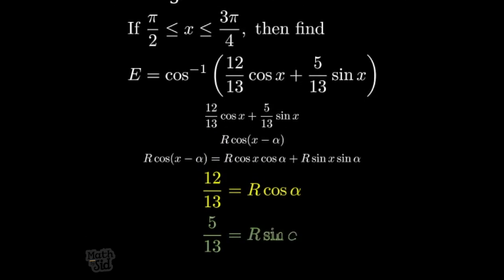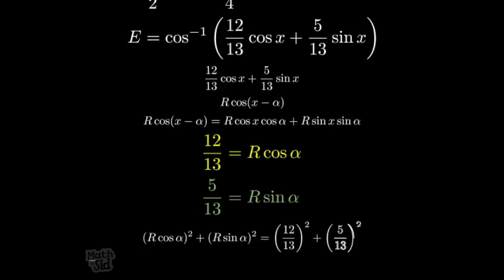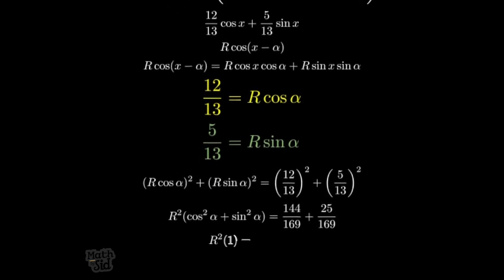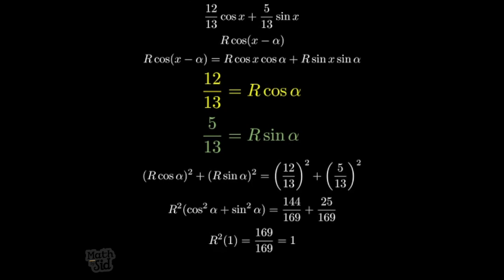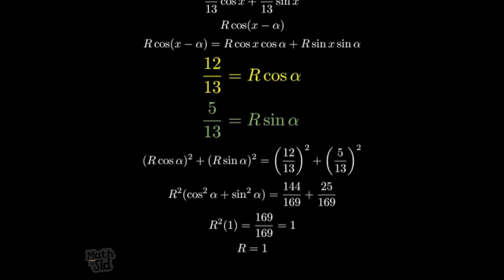By comparing coefficients, we can set 12 over 13 equal to r cosine alpha and 5 over 13 equal to r sine alpha. To find r, we square both equations and add them together. Our r squared cosine squared alpha plus r squared sine squared alpha equals 12 over 13 squared plus 5 over 13 squared. Factoring out r squared, we get r squared times cosine squared alpha plus sine squared alpha, which is r squared times 1. This equals 144 over 169 plus 25 over 169, which is 169 over 169, or 1. Since r squared equals 1, and r is typically positive, r equals 1.